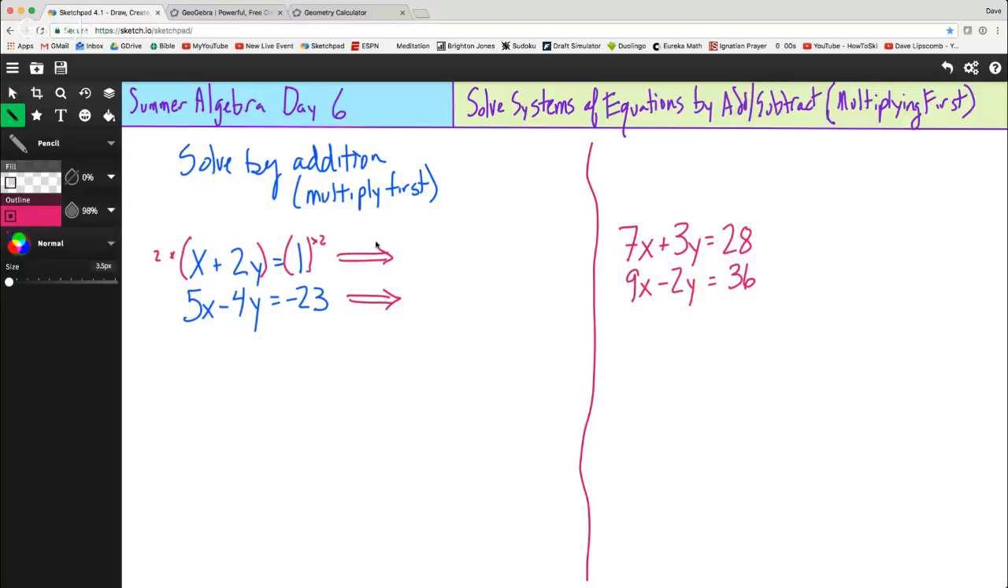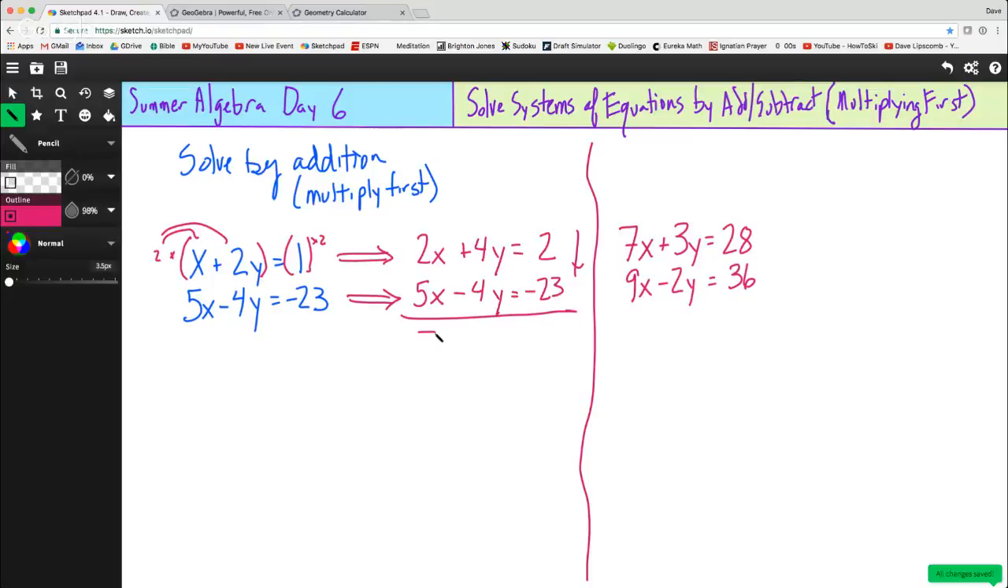I still have an equality on top, because I would have 2x plus 4y equals 2. And then my bottom one, I can just leave the same, and I get 5x minus 4y equals -23. Now I can just add down. 7x equals, these cancel, equals -21. Dividing by 7, I get x equals -3.